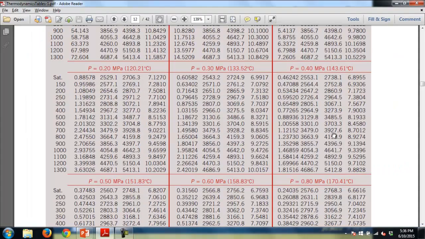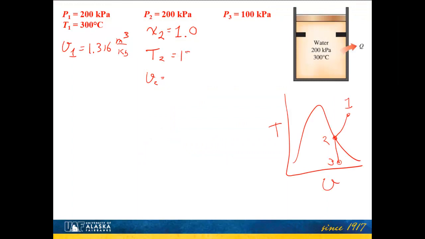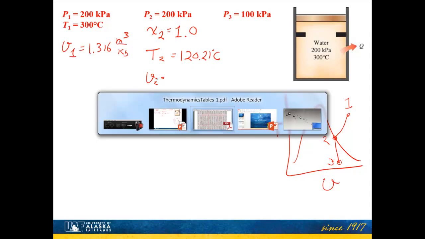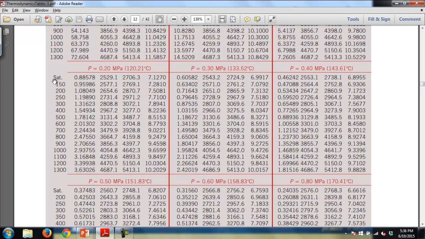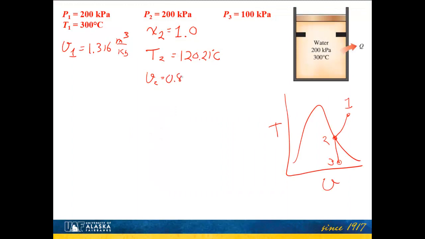So if I come back to my property tables and look at this line right up at the top, it says saturation, and that is going to be this temperature here, 120.21. So the temperature is 120.21 degrees Celsius. And the volume, again, I come back here, that's going to be saturation. This line that says sat, at 120.21 for this table, is 0.88578 meters cubed per kilogram.